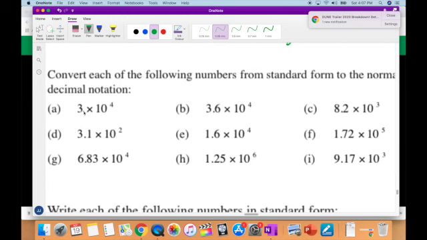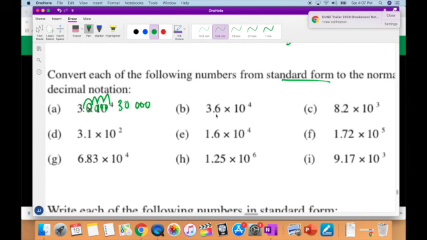Right, with this guy now, I will just do this guy quickly. So this is 3.0 by 10 to the 4. So we move 1, 2, 3, 4, 0, 0, 0. So this is 30,000. Now, did you get through with that? Caitlin? Yes. Right, so we're converting from standard form to normal decimal numbers.